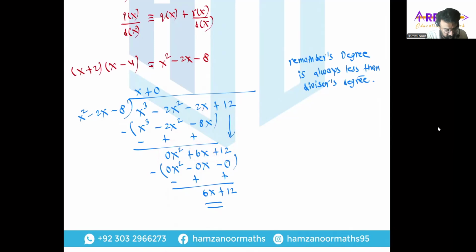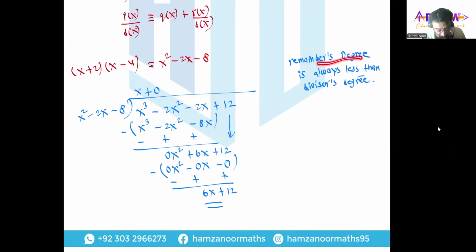Now after this, I have performed a few extra steps just for your understanding. If you just completely avoid this, that's perfectly fine, because the remainder you have already obtained is 6x plus 12. Now how do we identify that it is a remainder? As you know, the remainder's degree is always below the divisor's degree. The remainder's degree is always smaller than the divisor's degree.